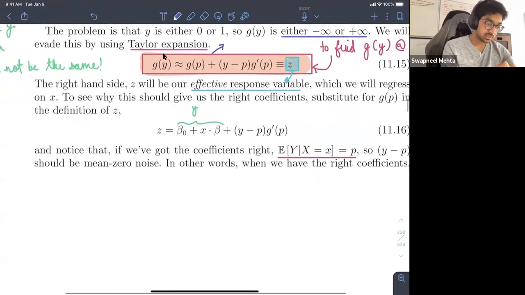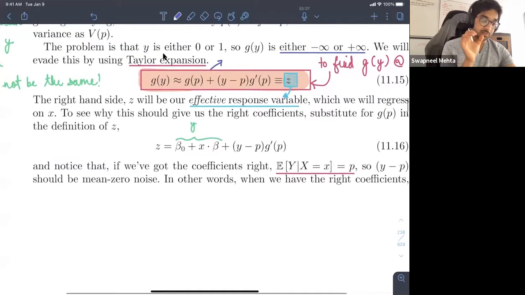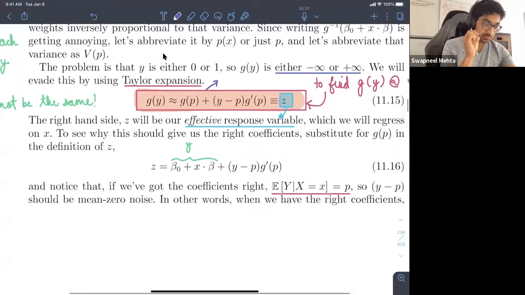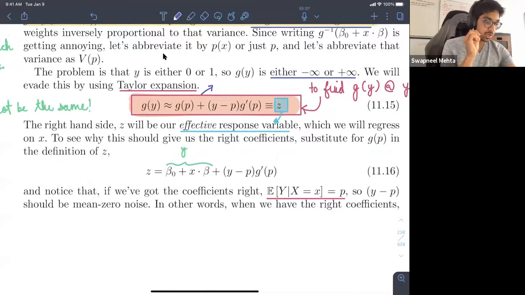And let's say this is z. So let's say this is our effective response variable, because now this is an approximation which is made because we want to avoid this problem of g of y going to either minus infinity or infinity. I'm fairly sure I'm missing something very simple. So if anyone can tell me what I'm missing where this minus infinity or infinity arises, I'd be very grateful.